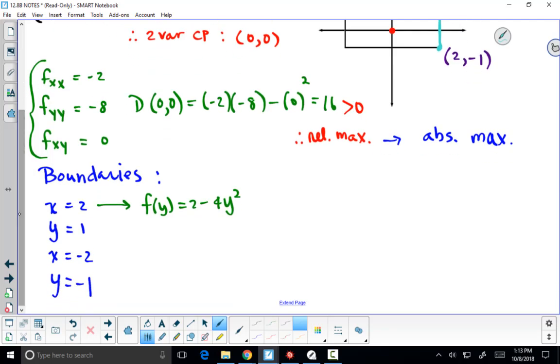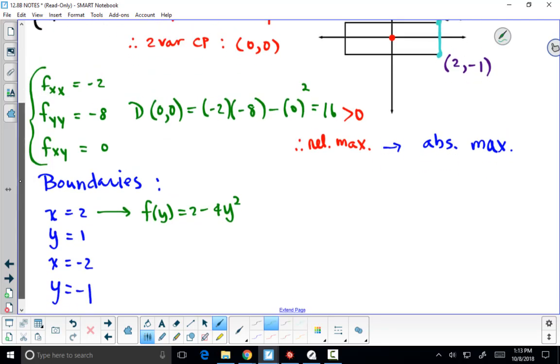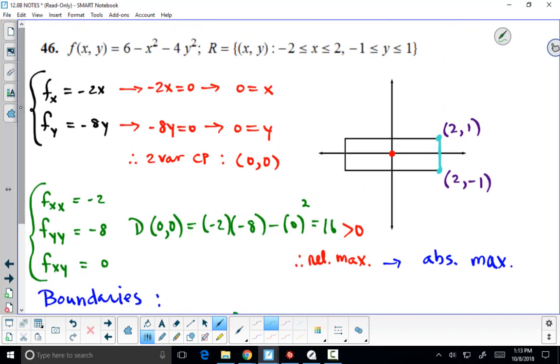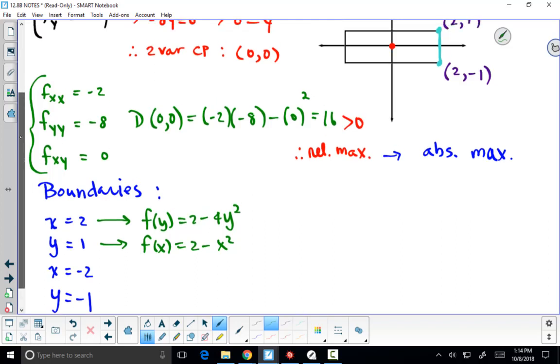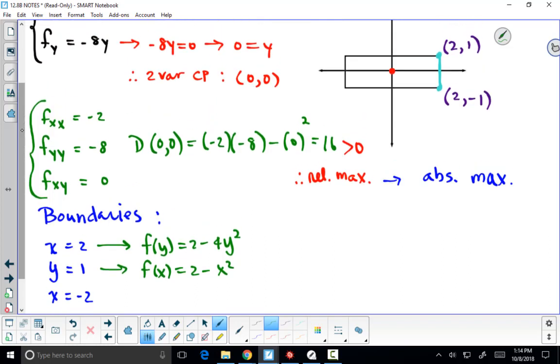Then we go to y equals 1. Back up to the function. Plug in y equals 1. 6 minus 4 is 2, so we have 2 minus x squared. So we get f of x equals 2 minus x squared, one variable function. Its derivative will find one variable critical points interior to this line segment right here, y equals 1. Again, it's got 2 boundary points that have to be tested separately.